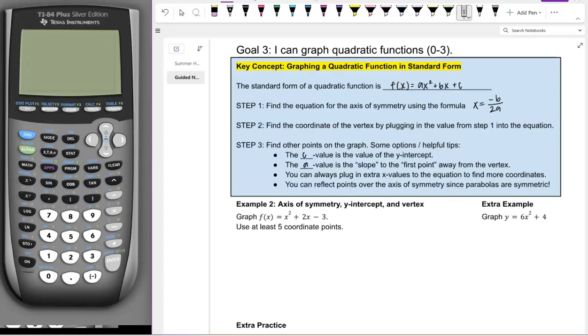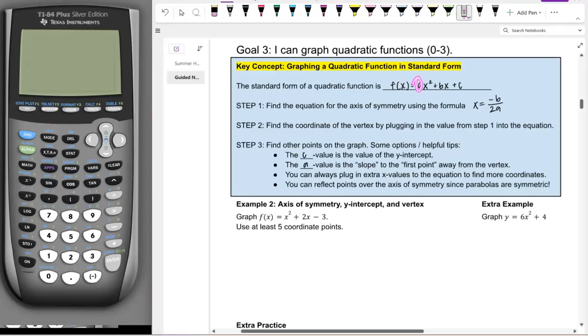function. First, we'll start out in graphing standard form, which, as a reminder, is f of x equals ax squared plus bx plus c. Ax squared is known as your quadratic term. Bx is your linear term, and c is your constant. And a, b, and c are all real numbers. And a cannot be equal to 0, otherwise it would not be a quadratic.